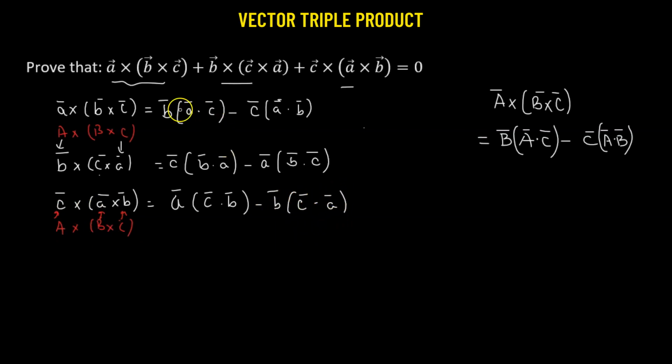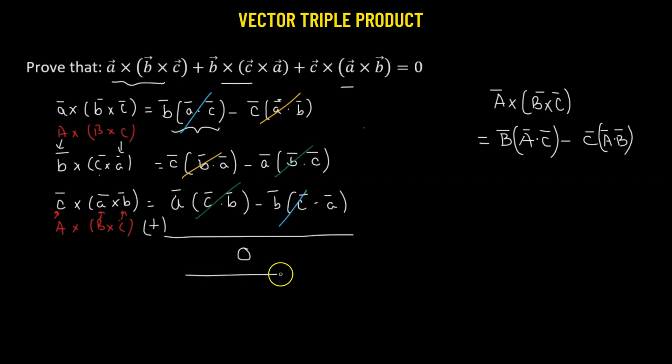So what we'll do, we'll add the three vectors. So let's add each of them. So here we see that B vector A dot C, this will cancel out with this one because the scalar dot product commutes. So A dot C will be equal to C dot A. Then we have negative C multiplied by A dot B. So this will get cancelled with this one. And then finally, we have negative A vector multiplied by B dot C. So these will cancel each other. And this is going to give us the result 0.